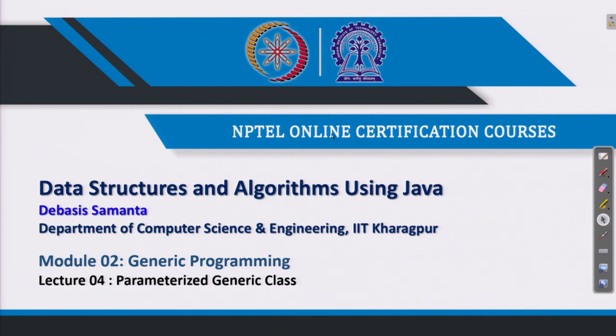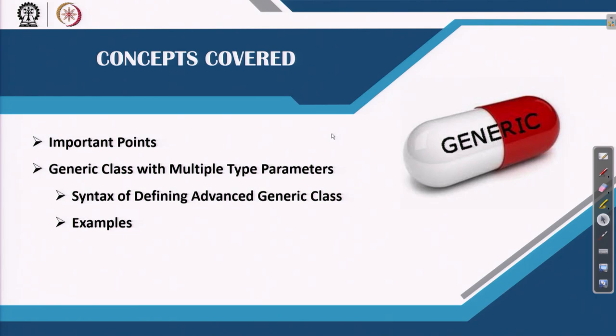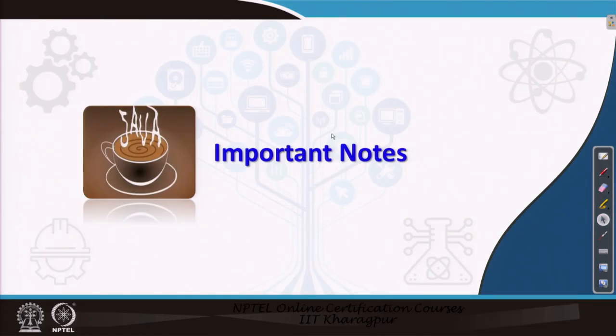Before starting this discussion, there are certain points which are very important to note down. Those points will be discussed quickly, and then we will discuss the syntax of defining a generic class with multiple type parameters, so more than one, and we will illustrate the concept with examples so that we can learn it.